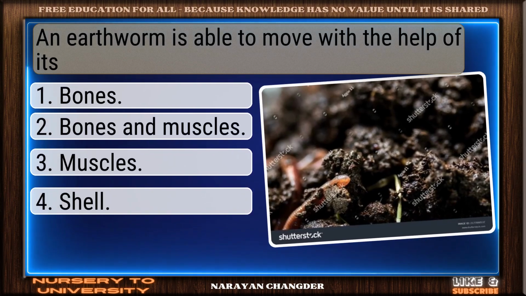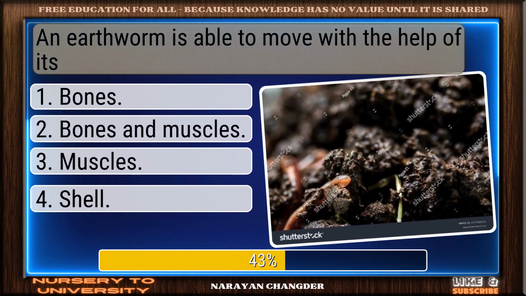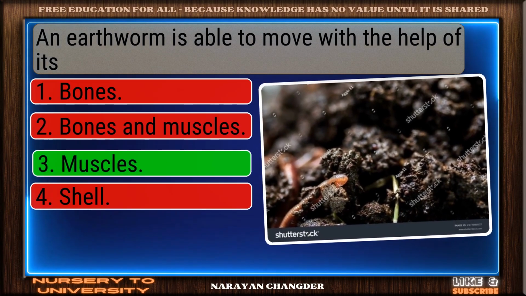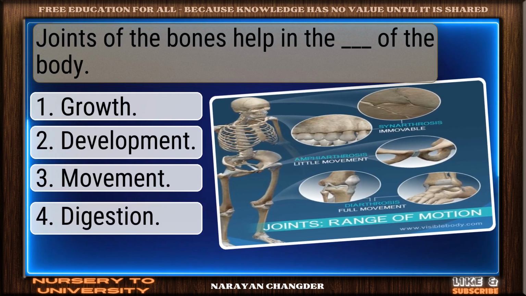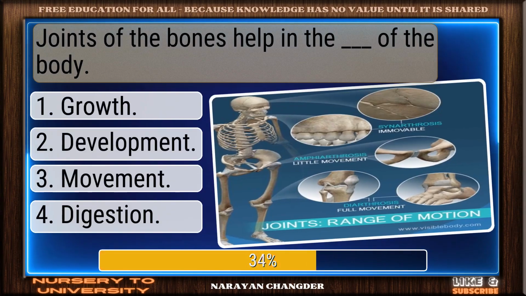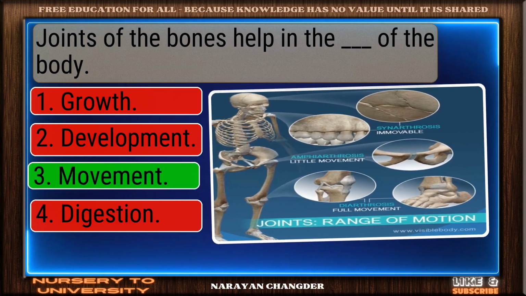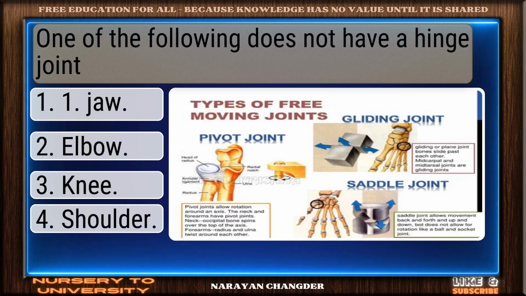An earthworm is able to move with the help of its... Right choice. Muscles is the best answer. Joints of the bones help in the dash of the body. Smart pick. Movement is the correct choice.